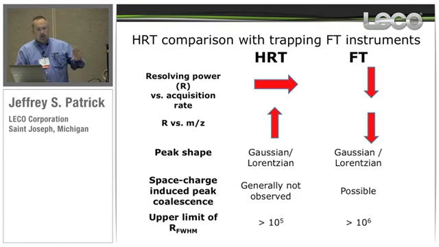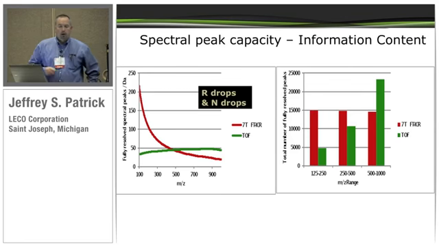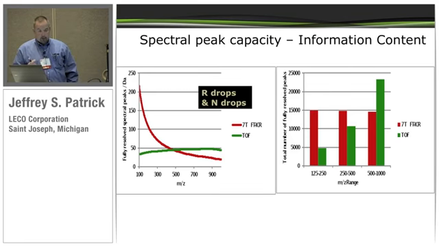For the sake of brevity, I'm going to skip this slide, which just compares and contrasts. I mentioned information content previously. So this is about spectral capacity. What can you get out of an experiment?